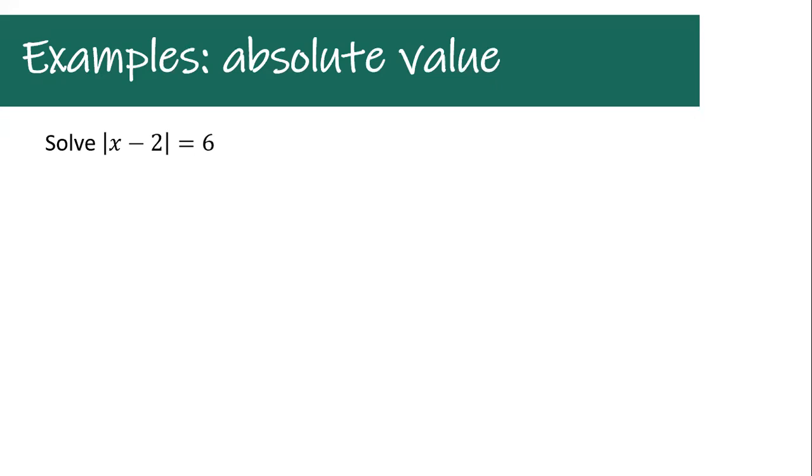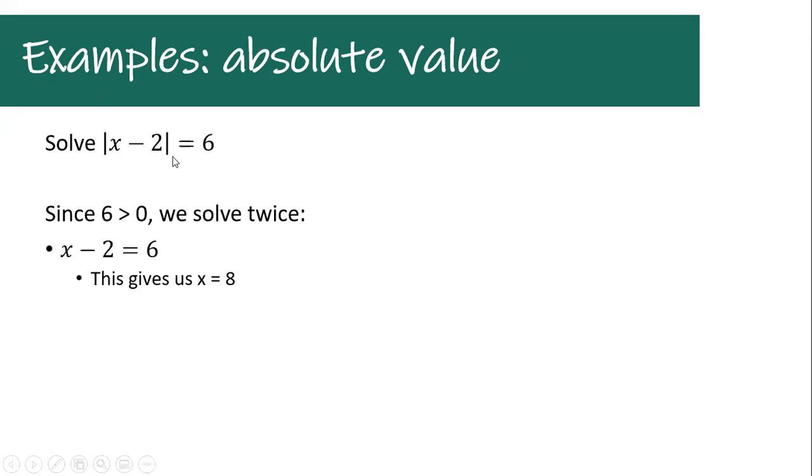First, we want to solve the absolute value of x minus 2 equals 6. So here we notice that 6 is positive, so we need to solve twice. We need to solve x minus 2 equals positive 6 and x minus 2 equals negative 6.